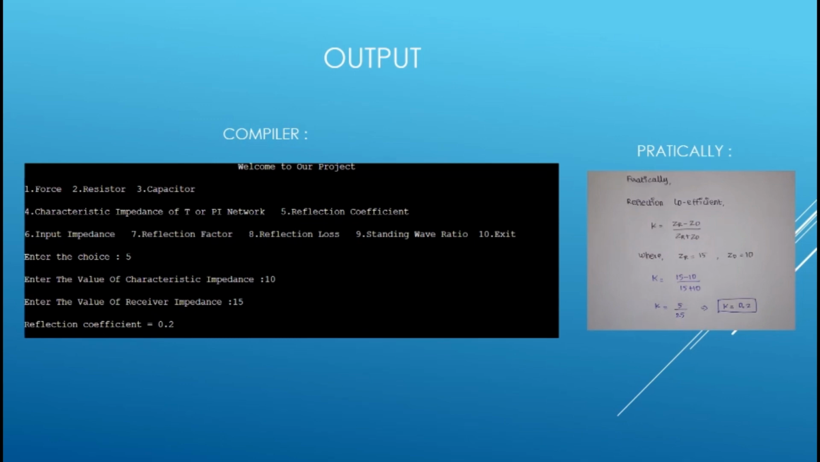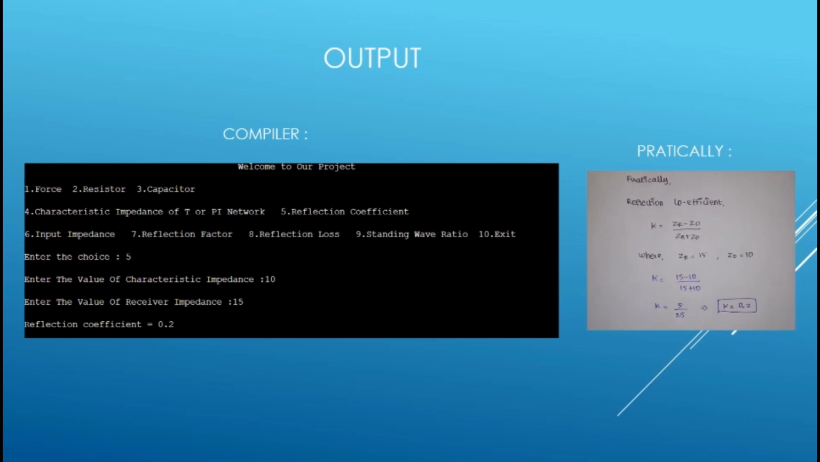The output of the program: in the compiler it will ask several options such as force, resistor, capacitors and so on. It will ask to enter the choice. If we enter the choice phi, the phi is the reflection coefficient. For the reflection coefficient, we give the value of characteristic impedance 10 and the value of receiver impedance 15.